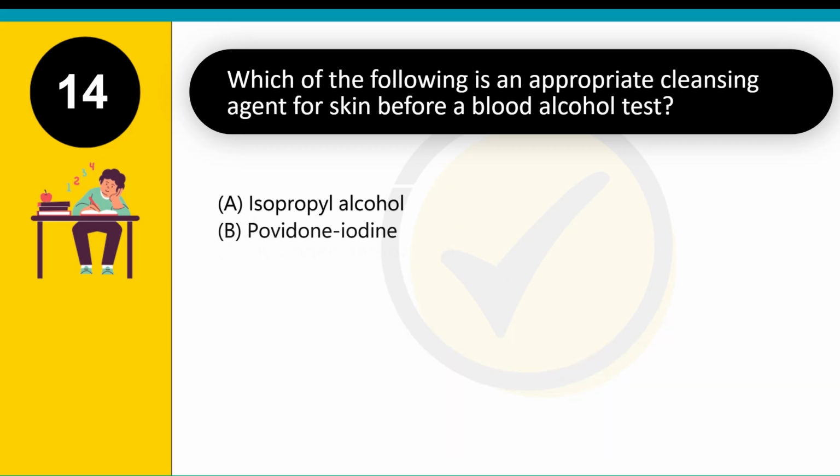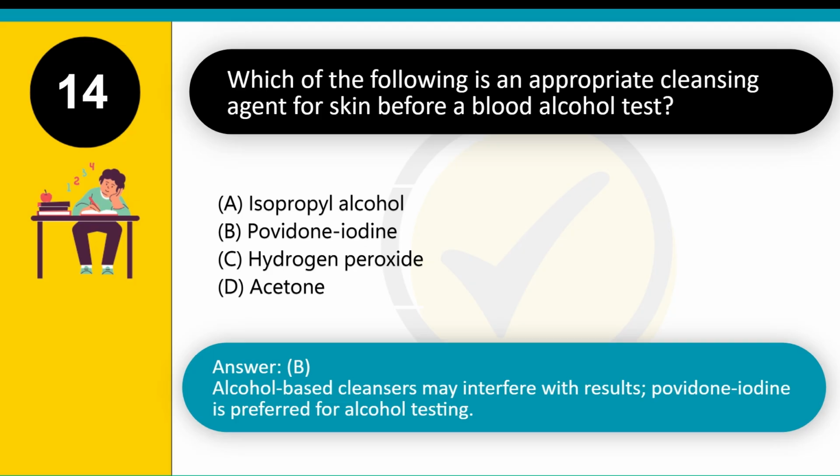Which of the following is an appropriate cleansing agent for skin before a blood alcohol test? A. Isopropyl alcohol. B. Povidone iodine. C. Hydrogen peroxide. D. Acetone. Answer B. Alcohol-based cleansers may interfere with results. Povidone iodine is preferred for alcohol testing.